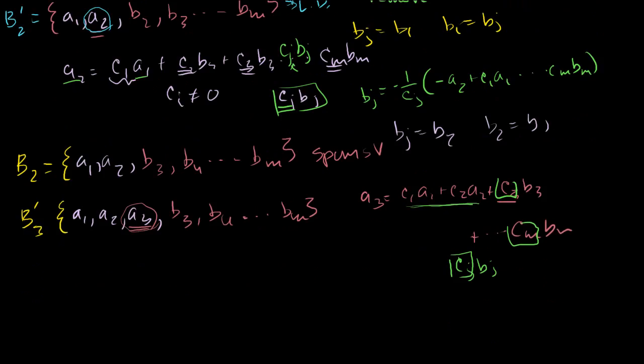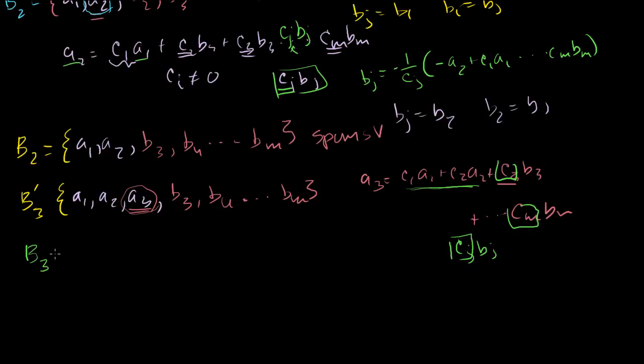And I get the set b3 equal to a1, a2, a3, and then I have b4 all the way to bm. And this still spans V. And I keep doing it. So what's going to happen if I keep doing this process over and over again? Eventually, I'll replace all of the bm's, or all of the n terms. So eventually, I'll have a set that looks like this.